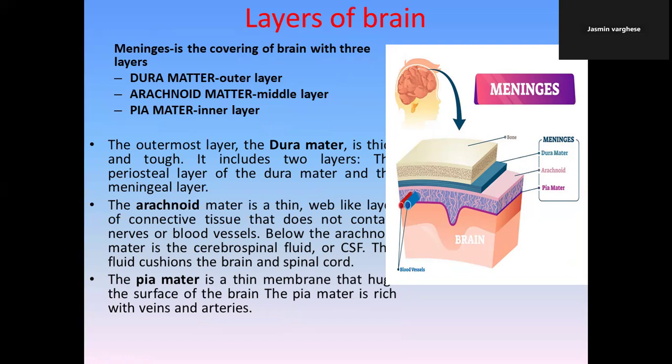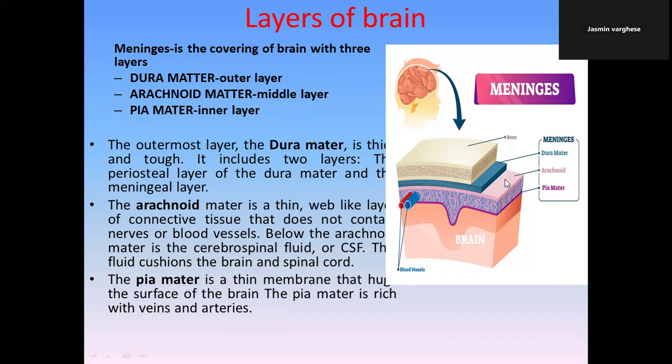There are 3 layers for the brain, and this whole covering is known as the meninges. So what is the covering of the brain? The covering of the brain is known as the meninges. The meninges has 3 layers. The outermost layer is the dura mater, that is very thick and tough. It includes 2 layers, the periosteal layer and the meningeal layer.